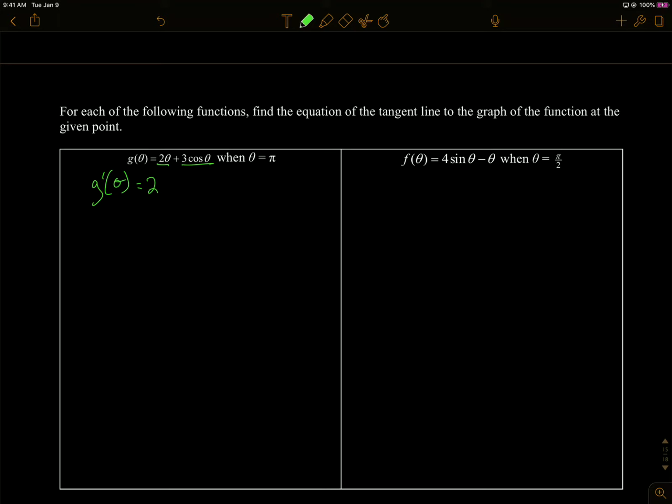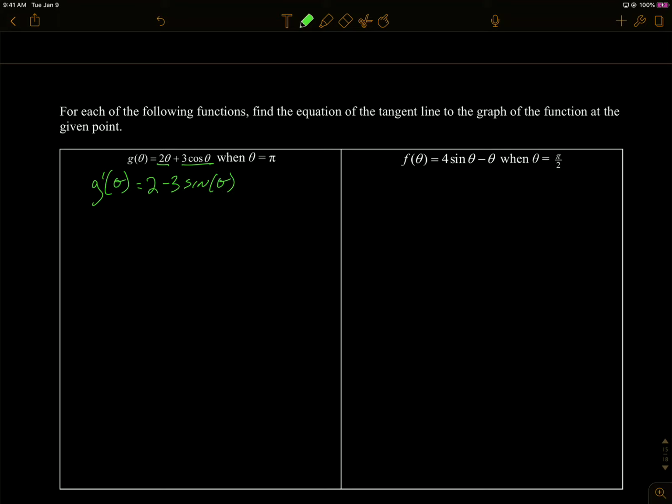So we're starting with the derivative here to find the slope of the tangent line, by the way. So it's 2, and then plus. The derivative of cosine is negative sine, and 3 is a constant, so it just comes along for the ride. So that plus actually turns into a negative because cosine turns into negative sine for the derivative. 3 comes along for the ride, and we have sine of theta.